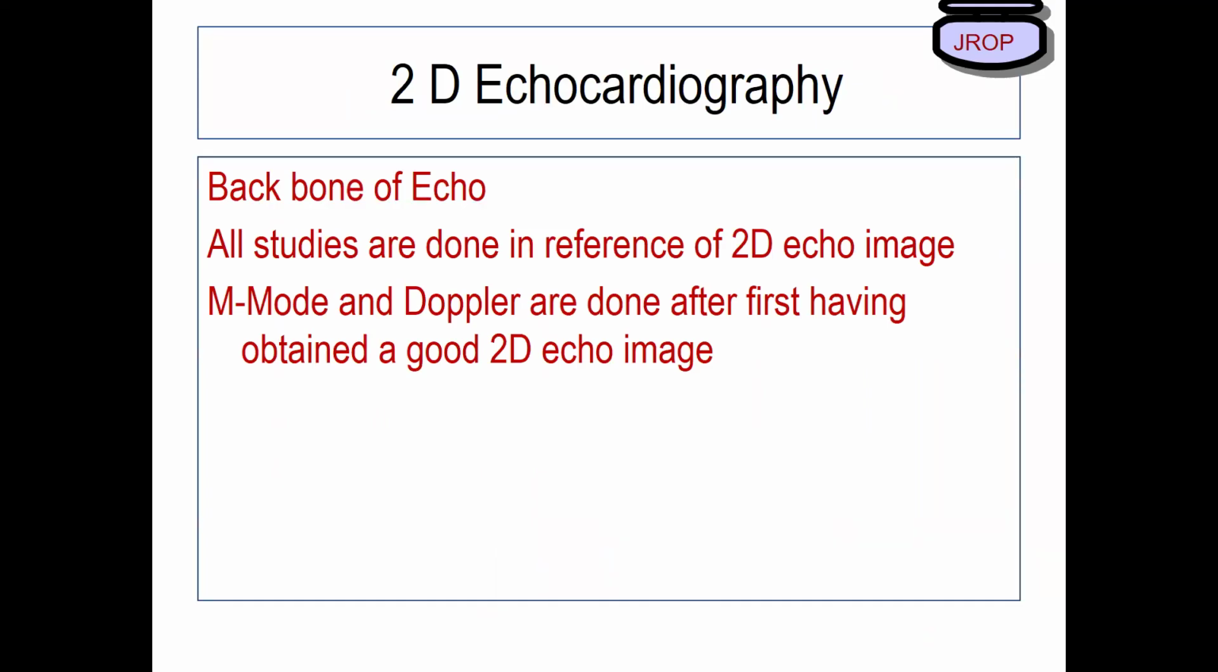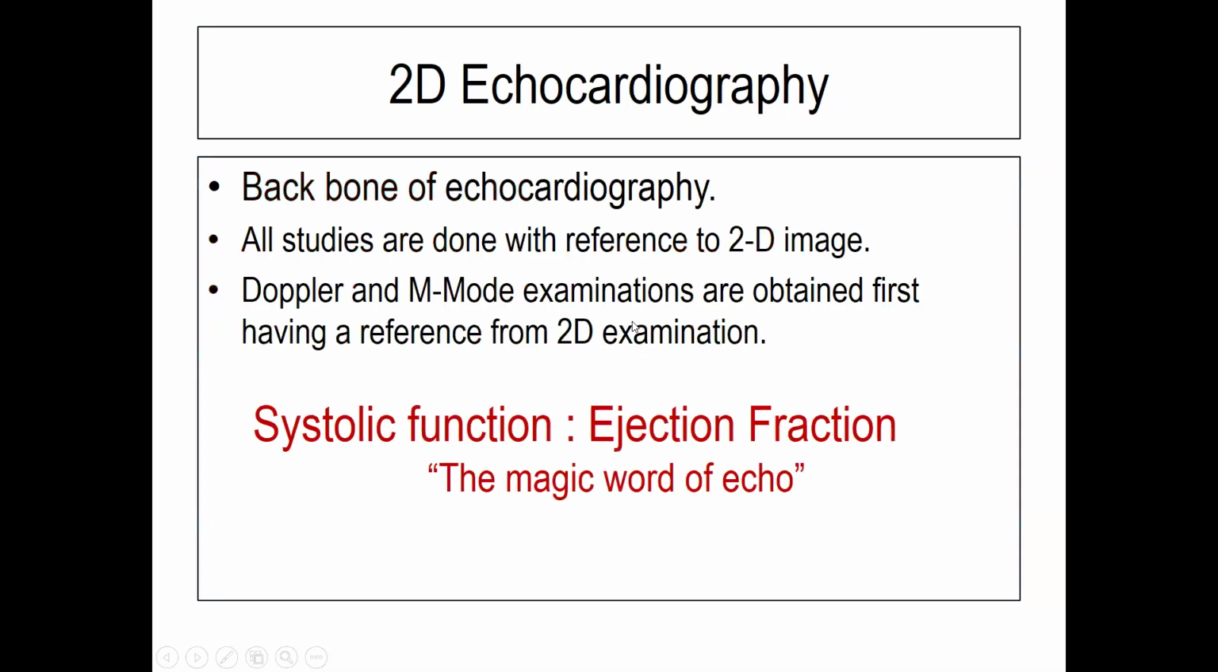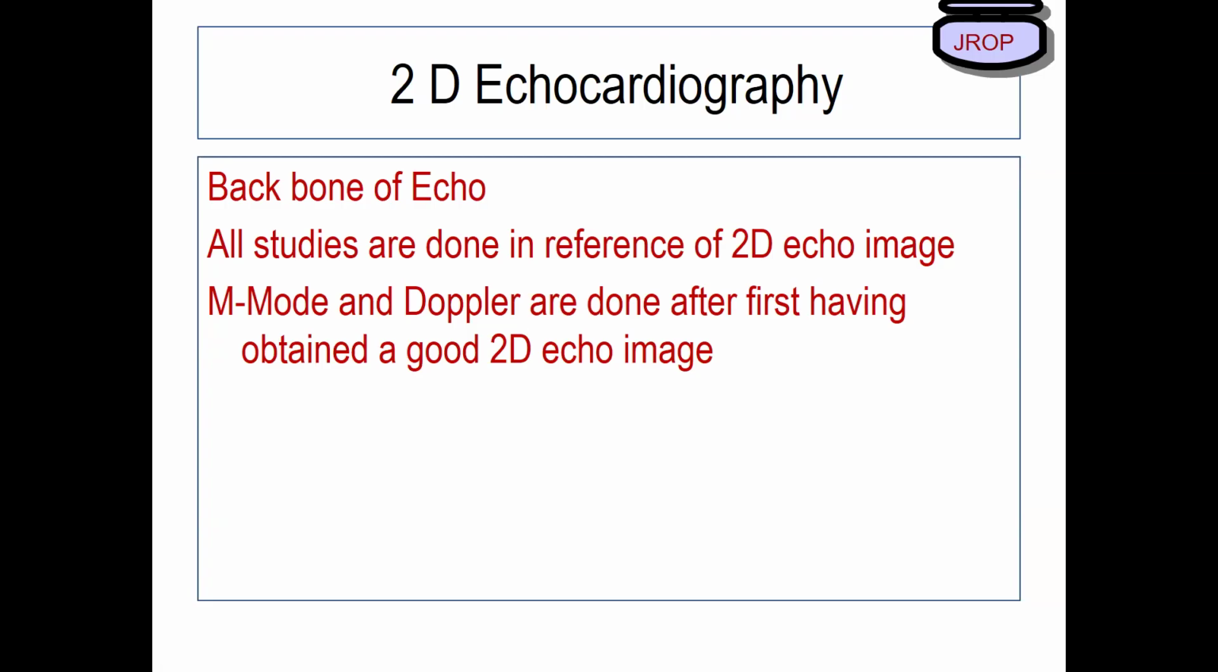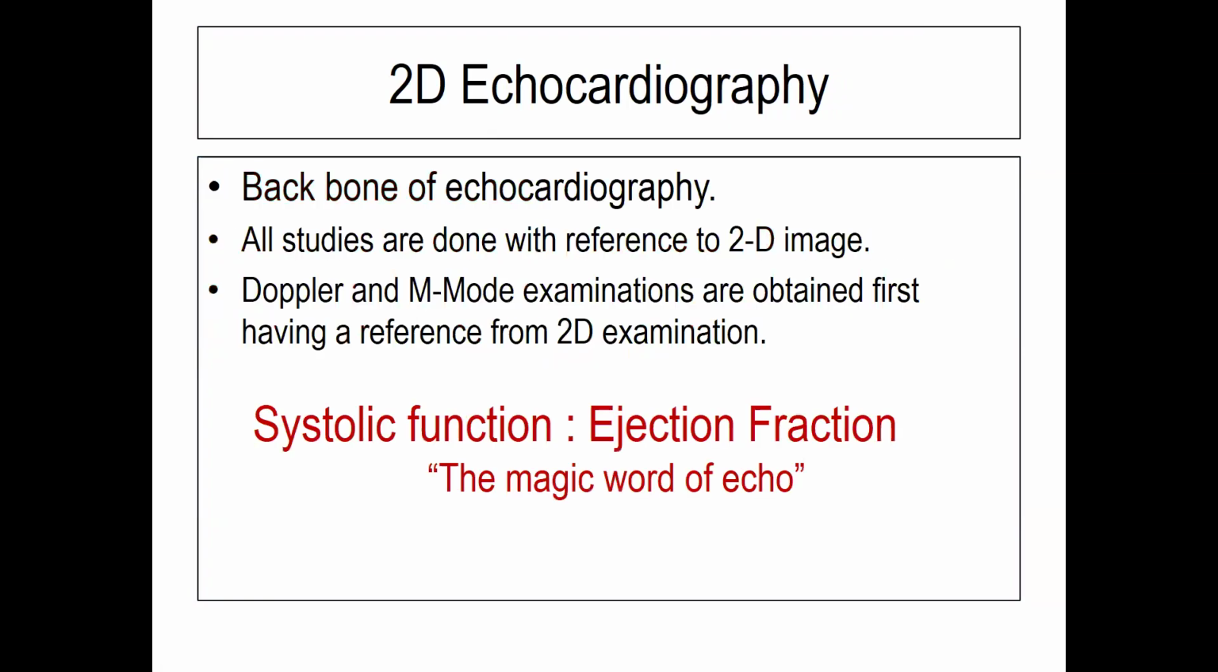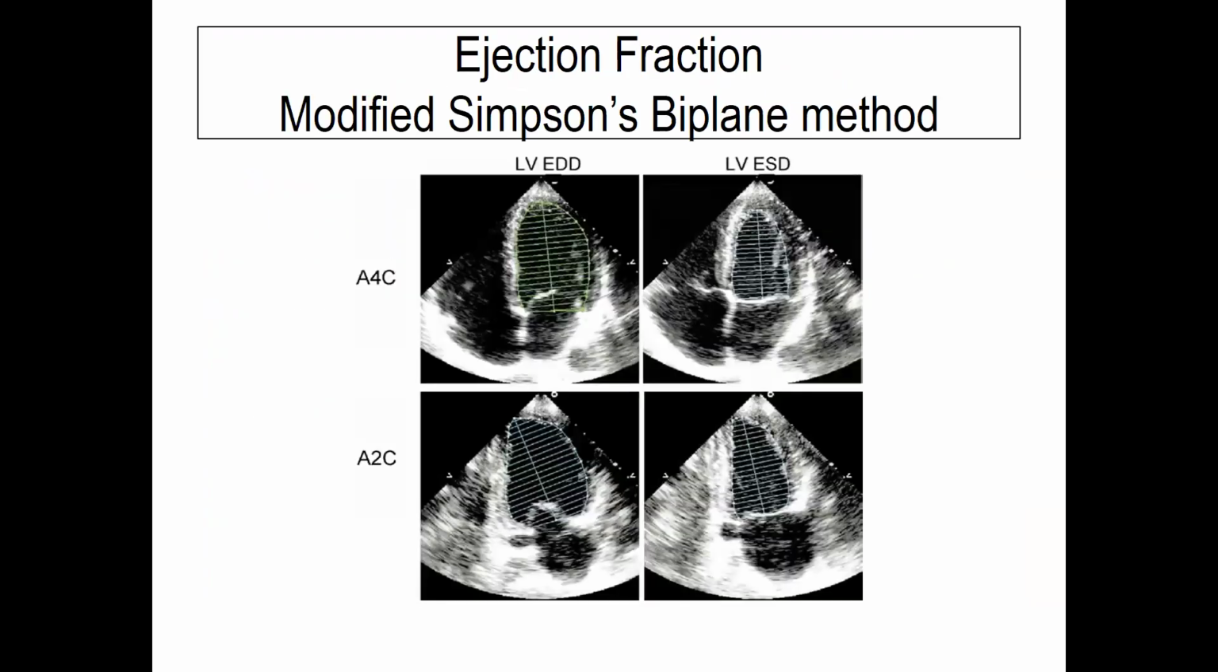So 2D echocardiography is the backbone of echo. All studies are done in reference to the 2D dimensions. Once we derive a 2D echo, we go for M modes and Doppler findings. And whenever we do echo, everybody asks ejection fraction, the so-called magician word of echocardiography. And we calculate ejection fraction by modified Simpson's biplane method. I've seen many people calculating ejection fraction in Plax view, 70%. Look, ejection fraction is 52 to 60%, not 70%.